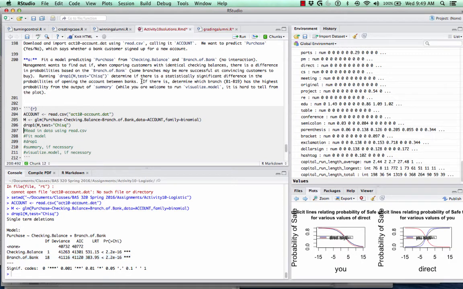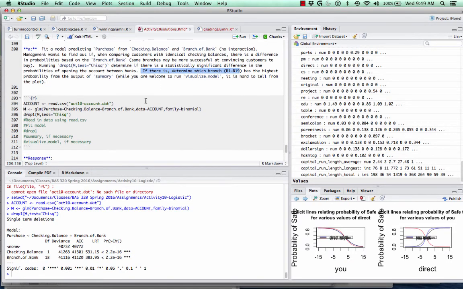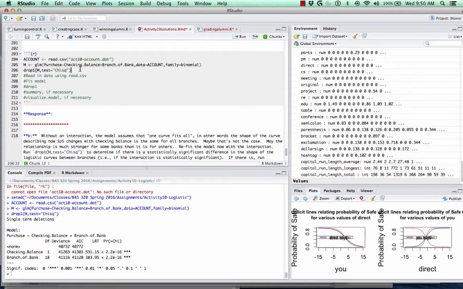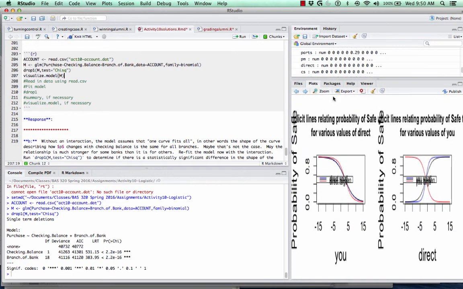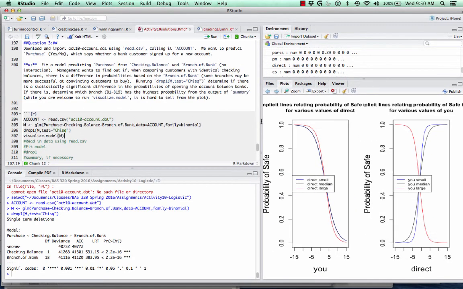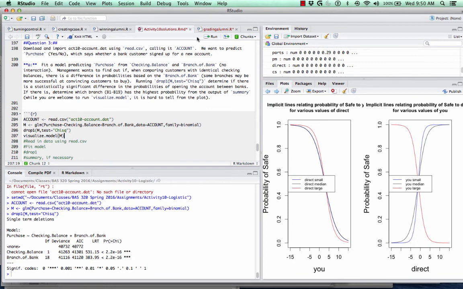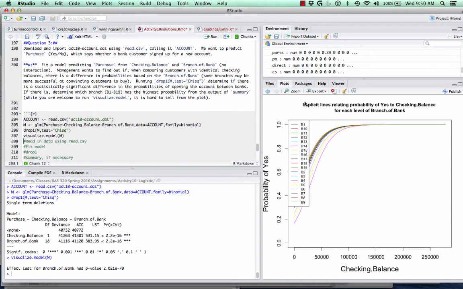So, all right, if there is a statistically significant difference, we're asked to figure out which branch has the highest probability and which one has the lowest probability here. So, well, one thing that we can do is visualize it, just kind of see what this model looks like. This isn't going to really work all that great here because there's so many different levels, it's going to be hard to tell who has the highest and who has the lowest. I have no idea looking in here which curve is up on top, which curve has the higher probability of yes.